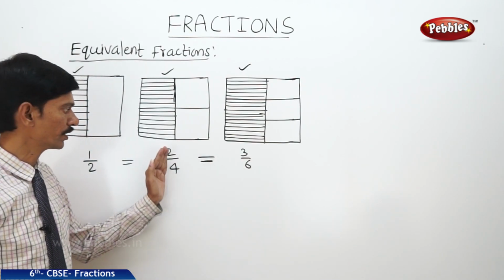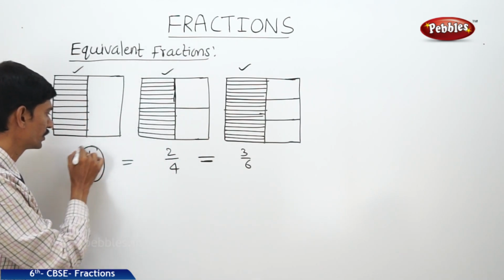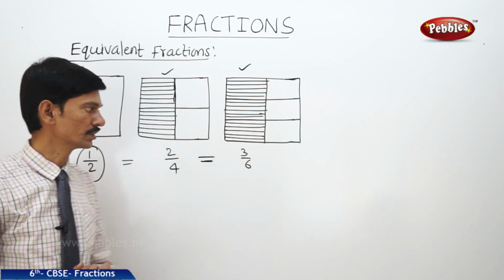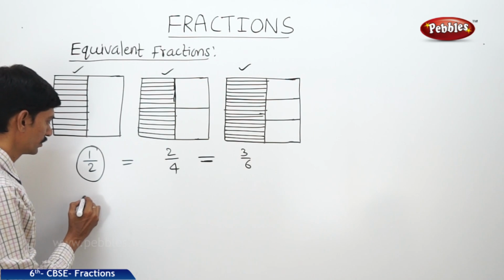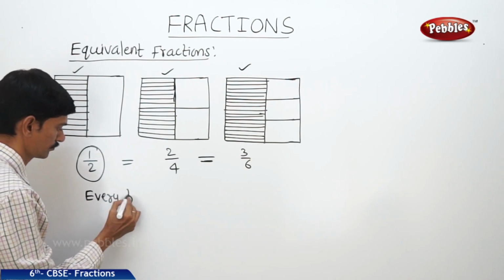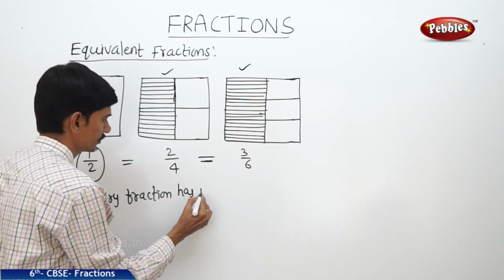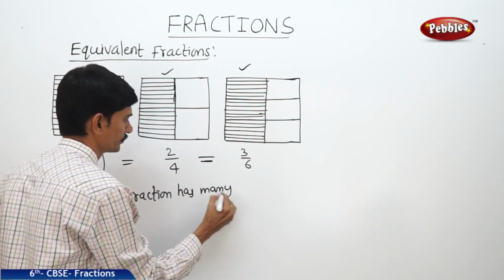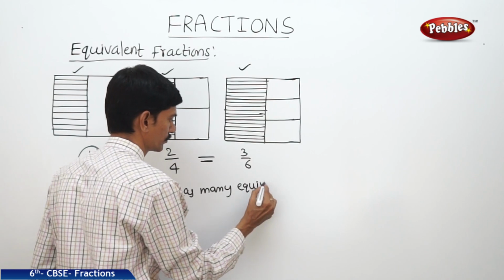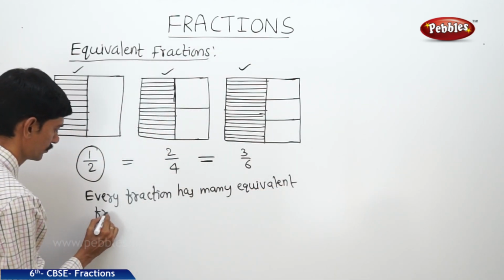So not only 2 by 4 and 3 by 6, the fraction 1 by 2 can be written as many equivalent fractions. So then we can state that every fraction has many, means infinitely many, equivalent fractions.